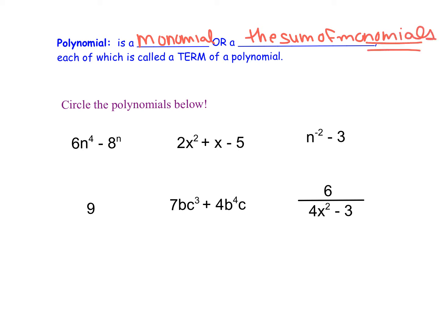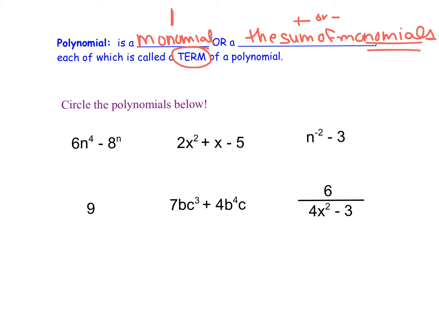Notice the plural. The sum is the adding of monomials, each of which is called a term of a polynomial. So we're either going to have one monomial, or a bunch of monomials added or subtracted together. So what we're going to do down below is look at each single polynomial, or what we think is a polynomial, and decide if it is in fact a polynomial.